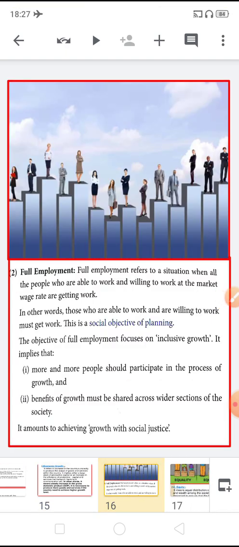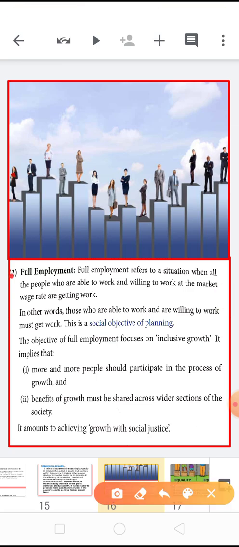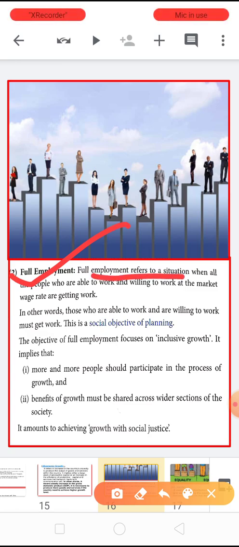Next, we have employment. Children, full employment. I mean, the next focus is improving employment. We are learning about full employment. Full employment refers to a situation when all the people who are able to work and willing to work at a market wage rate are getting work. I mean, those who are willing and able to work must get work at a minimum wage rate. This is also the social objective of the planning.